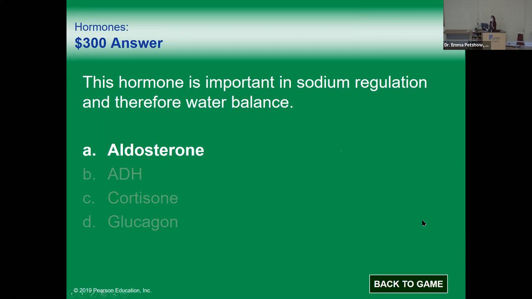Aldosterone. Why isn't it ADH? Because of sodium regulation. What does ADH do? Water. Water mainly; sodium is the byproduct of ADH. Aldosterone is mainly sodium regulation. So aldosterone, sodium. ADH, antidiuretic hormone, think water. It's a diuretic. Water regulation.